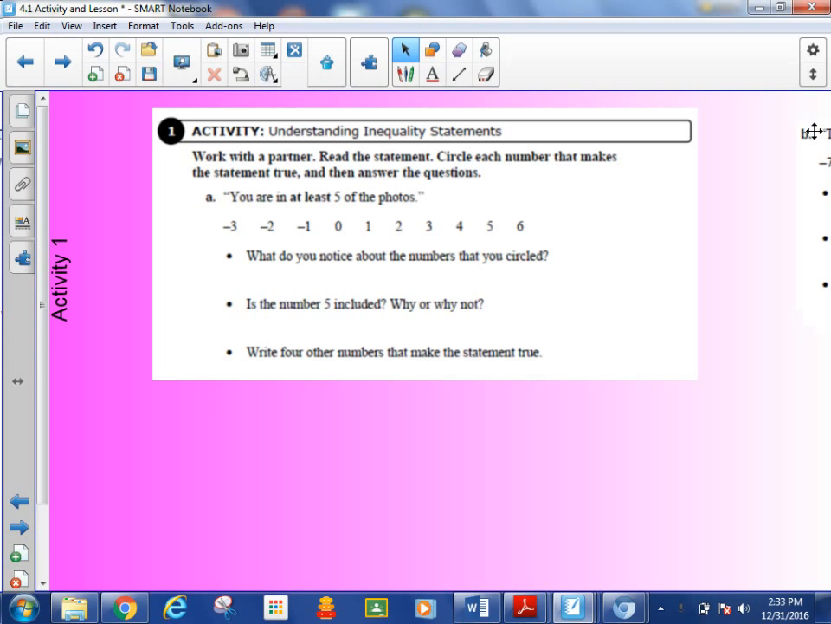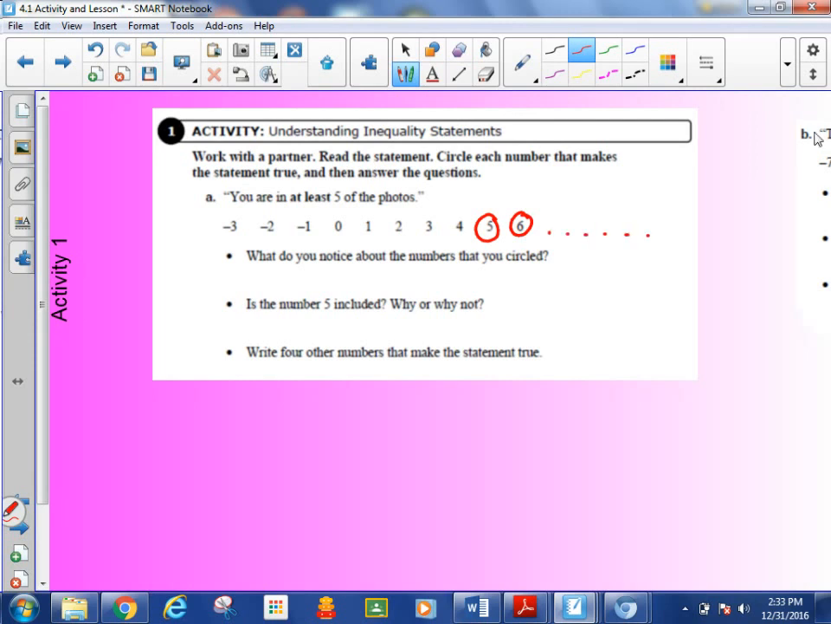You are in at least 5 of the photos. So you have all of these photos and you're in at least 5 of the photos. The first question says, what do you notice about the numbers that you circled? So we're going to go through and circle the possible answers. If we're in at least 5 of the photos, that means we would be in 5 or any number that's bigger than 5. So it could be 6 and so on, okay?